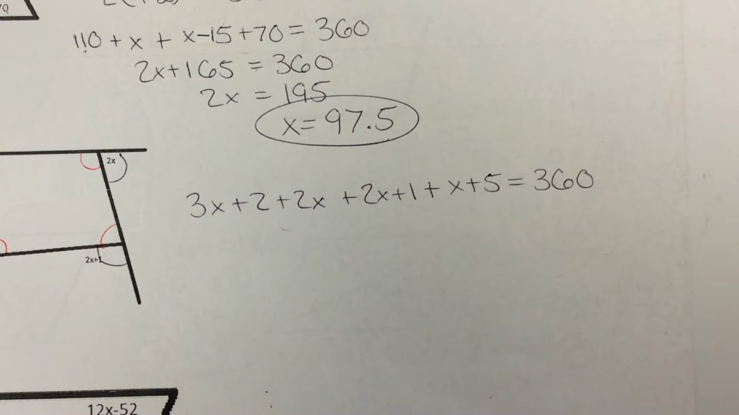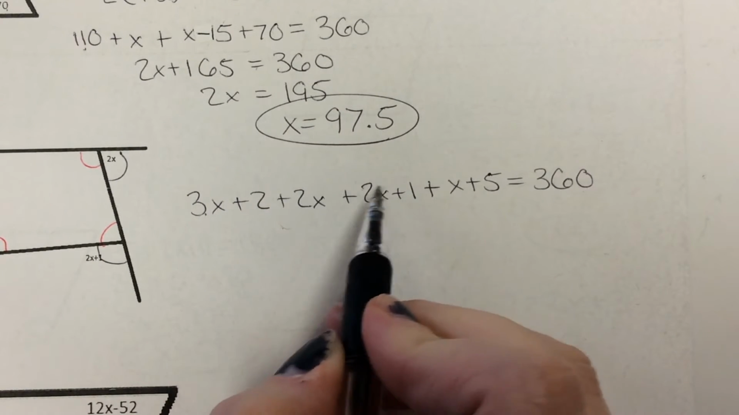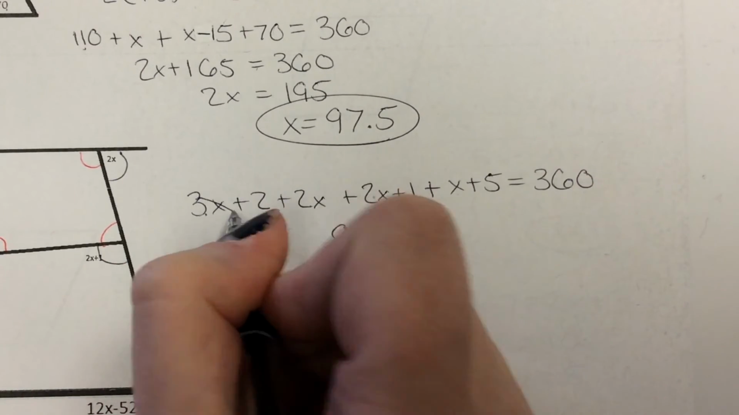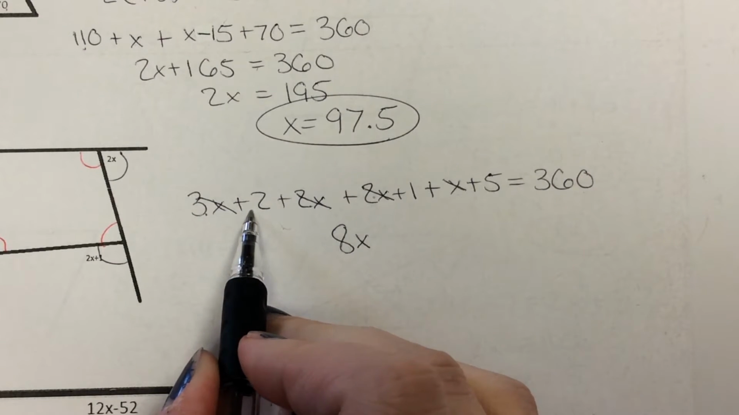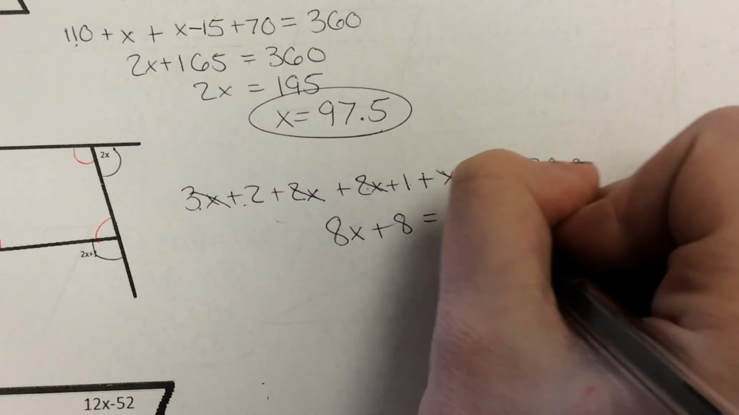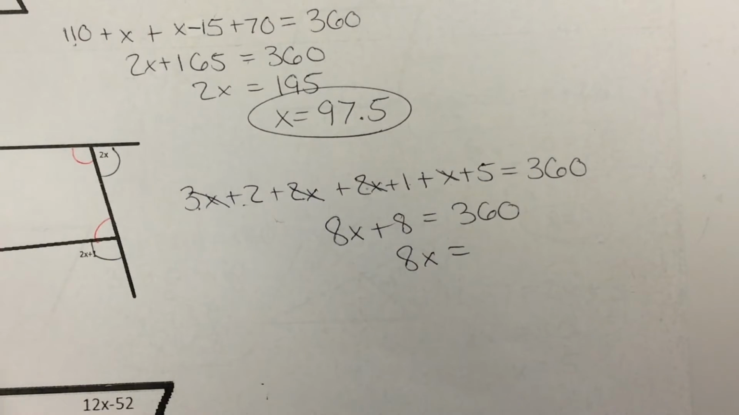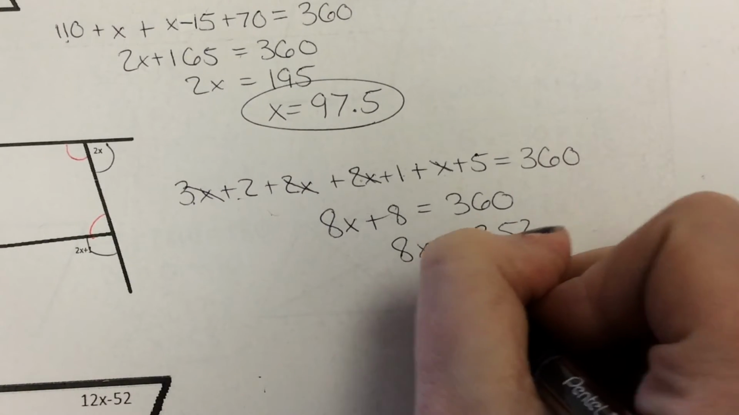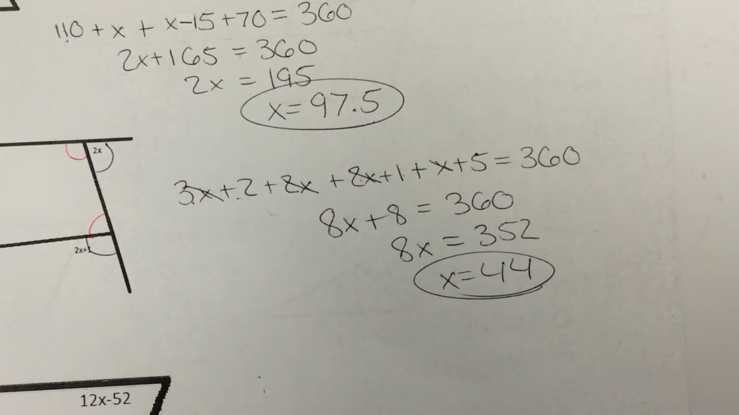All I did was add up all 4 angles. Now let's combine like terms. We have 3x and 2x is 5, 7, 8. So that's all the variables. Now let's add up all the constants. We've got 2, 1 is 3, and 5 is 8. So 8x plus 8 equals 360. Subtract your 8, 352, and divide by 8, 44. All right. 2 more.